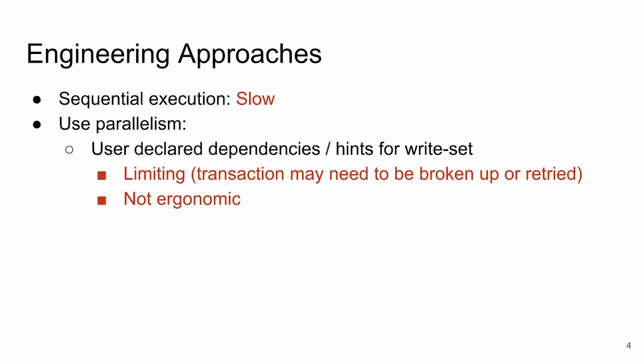So there's nothing groundbreaking in the fact that at that moment you want to somehow use parallelism, because you have multi-processor architectures and every computer has many cores. You want to utilize them to the fullest to alleviate this bottleneck. One of the approaches that's pretty common is to ask the users to declare either the dependencies or some sort of hints for what parts of the state the transaction is going to write to. We will talk more about this.